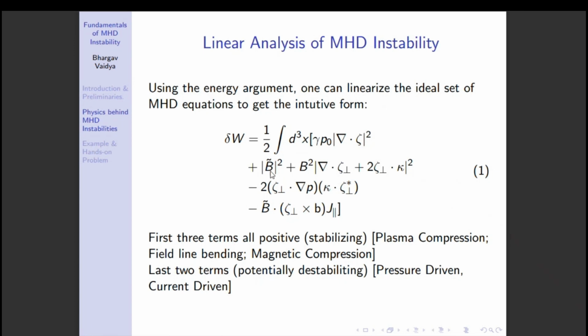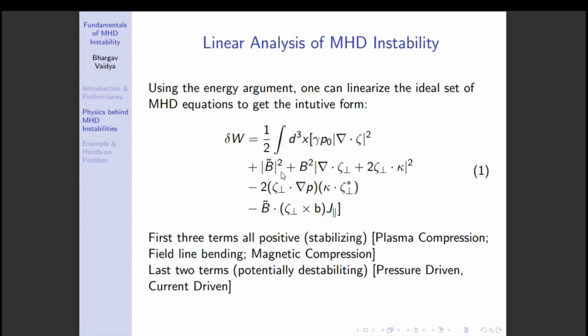This is the field line bending, and this is magnetic compression. This is the curvature. So you have the plasma compression, the magnetic compression, and the field line bending. All these three terms are positive, so they're stabilizing, always stabilizing.